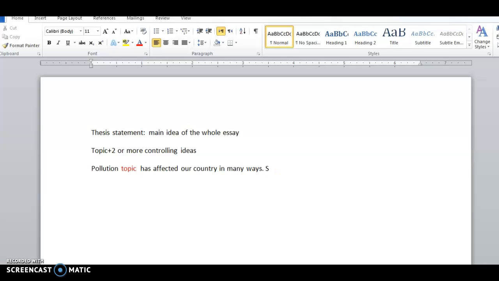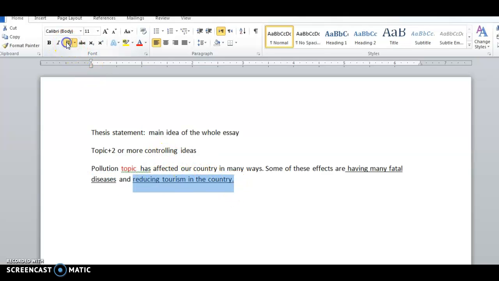So I have to say some of these effects are having many fatal or deadly diseases and, for example, reducing tourism in the country. So here we go. We have 2 controlling ideas. The first one, I will underline it: having many fatal diseases. This is the first idea. And then we have reducing tourism in the country. This is the other idea. These are called controlling ideas. Okay? They are called controlling ideas because they control my writing.